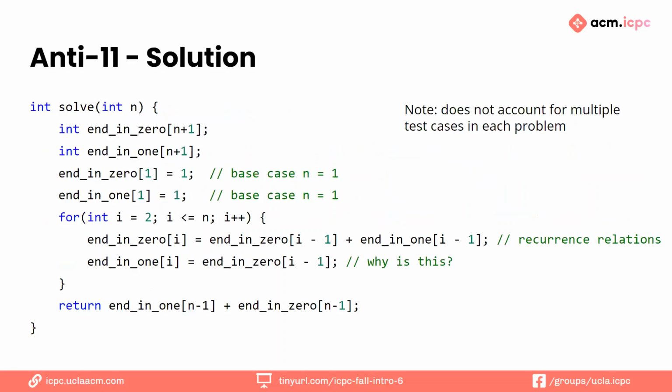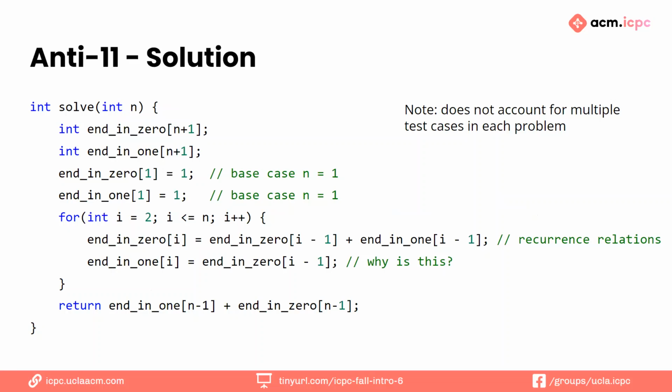So that's essentially our implementation here. You set the one that ends in 0 at i to the ends in 0 of i minus 1 plus ends in 1 of i minus 1, imagining that you're putting a 0 on the end of all those previous strings. And then for ends in 1, you set it equal to ends in 0 of i minus 1, because you can't add it to anything that ended in a 1 before.